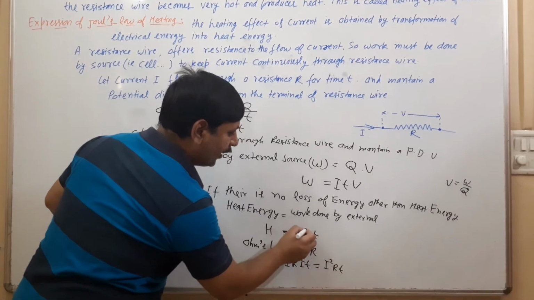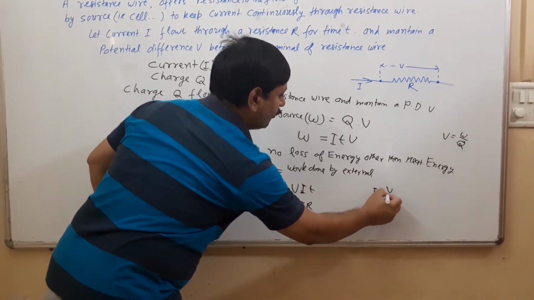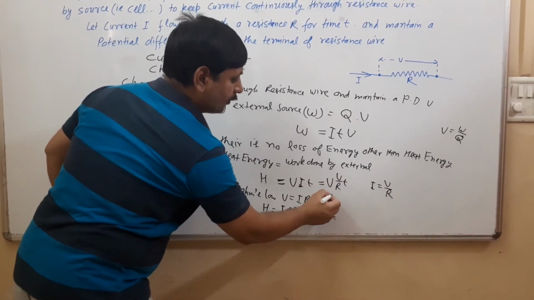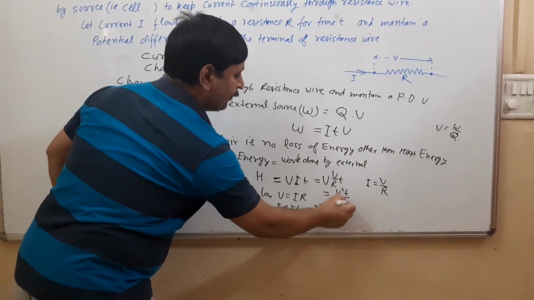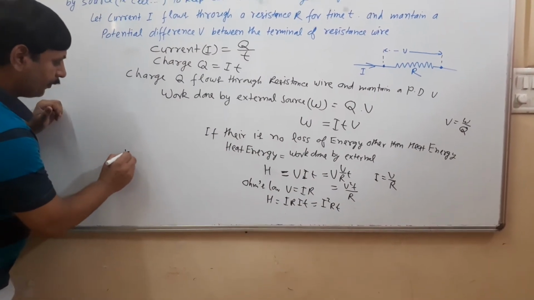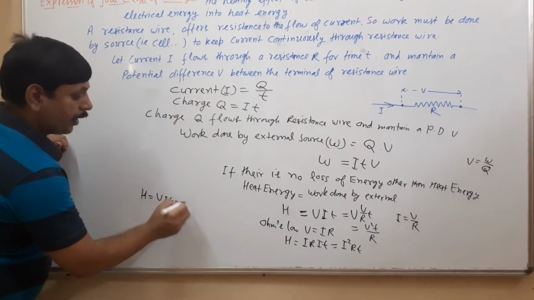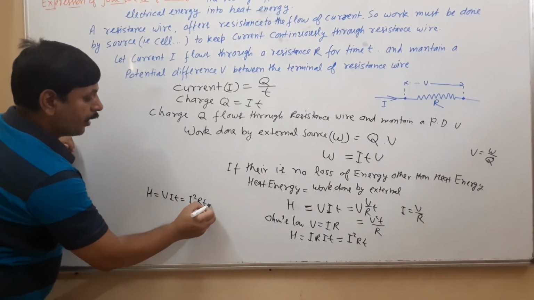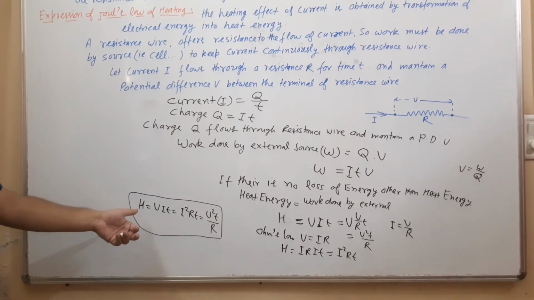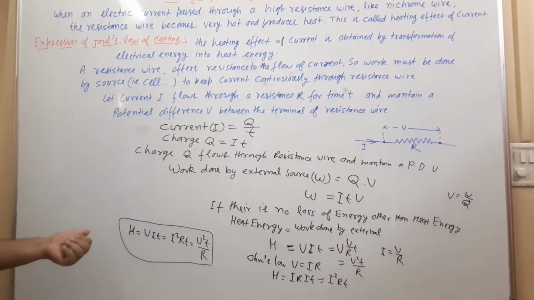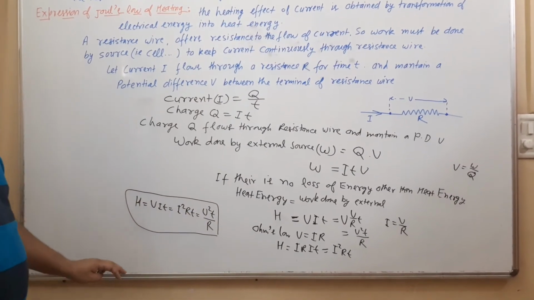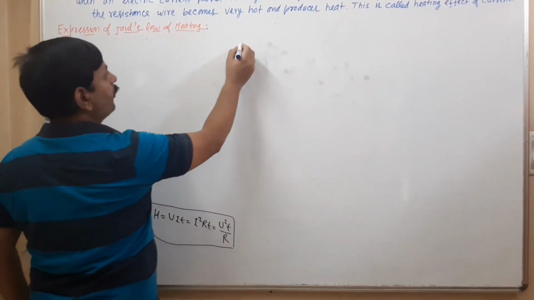One other form we can use here. V is equal to IR, so I is equal to V upon R. If we put I is equal to V upon R into t, this also becomes V square t upon R. So these three formulas you can write for the heat energy: H is equal to VIT, or I square Rt, or V square t upon R. This is the combined formula for heating energy when resistance is R and current I is flowing for time t. The formula is I square Rt, VIT in terms of V, or V square t upon R. See here, H is equal to I square Rt.